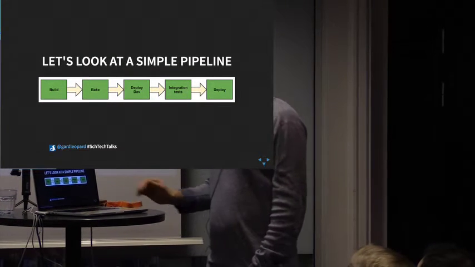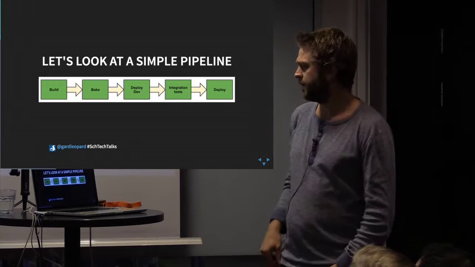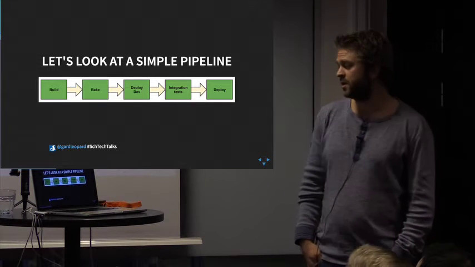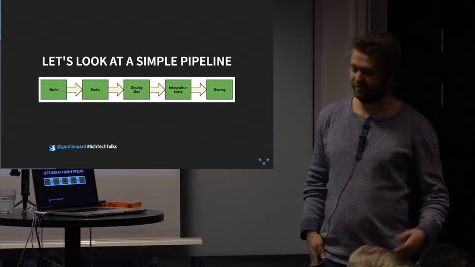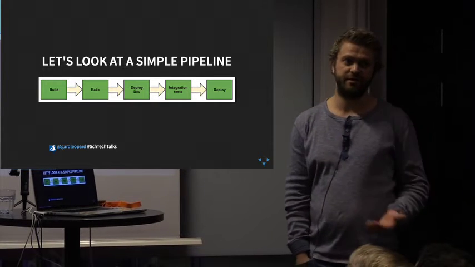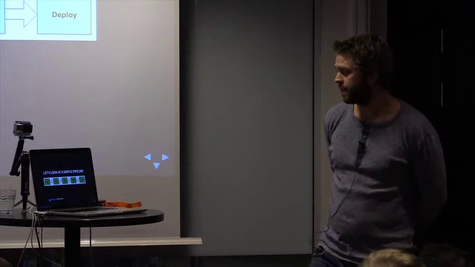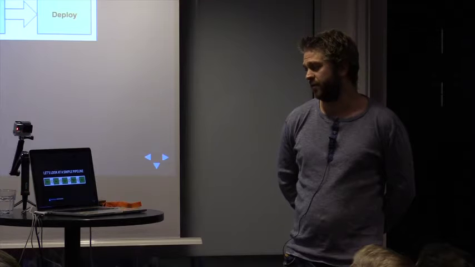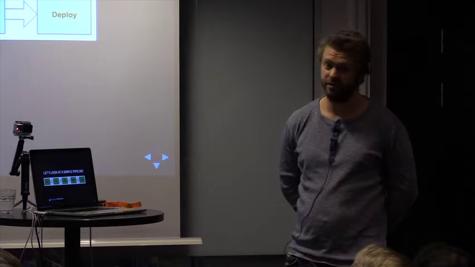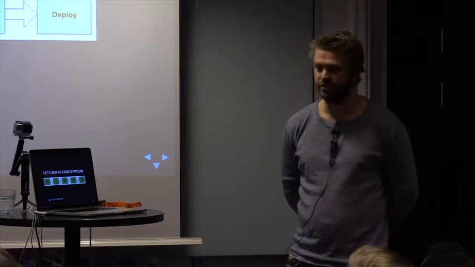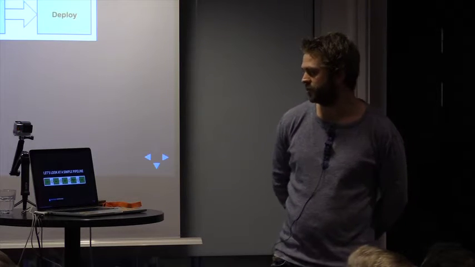So what's a pipeline? A pipeline usually consists of a CI build, then a bake step. That's if you're running immutable infrastructure, you need this either to create a Docker container or an image to run in the cloud. But if you're not running on immutable infrastructure, you might skip the bake stage, and then you deploy to the test environment, and then you run some tests against it, and you deploy to production.